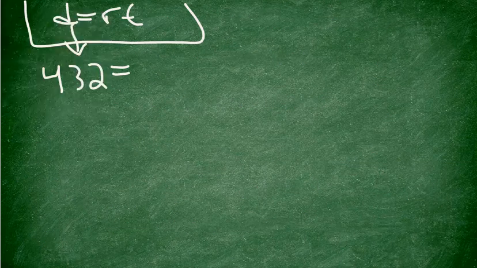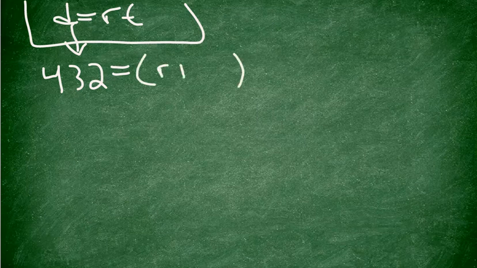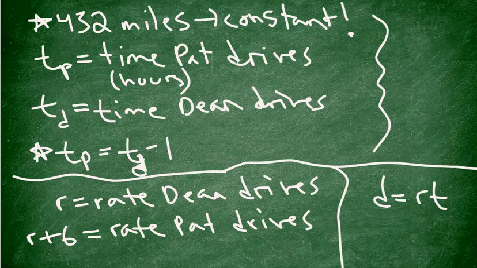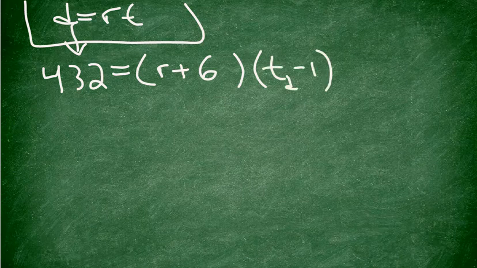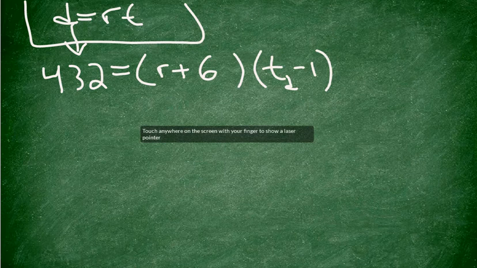If I put all that together, I have 432 is equal to R plus 6, which is the speed of Pat, times the time of Pat, which is Dean's time, take away an hour. So this is my setup here. But then, oh no, I have one equation and two variables. What am I supposed to do?